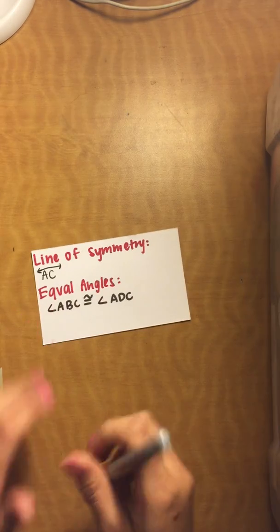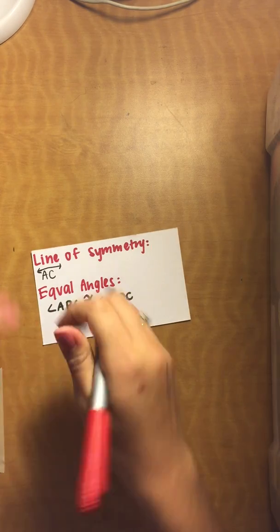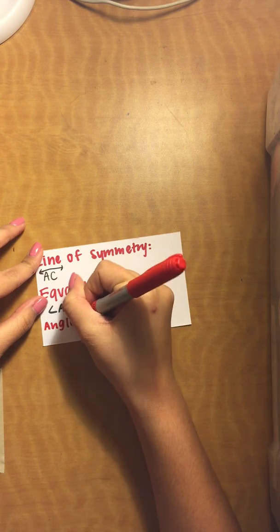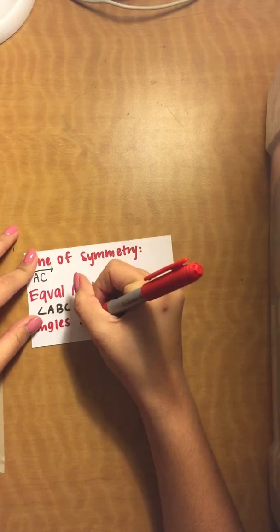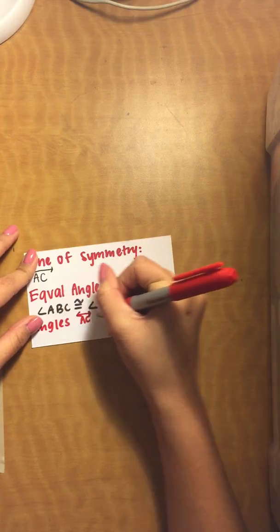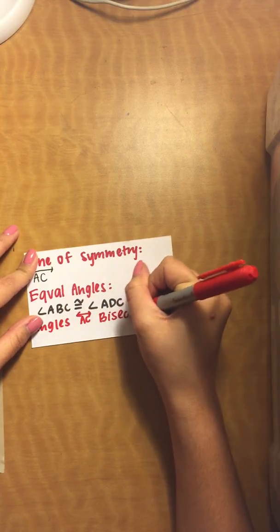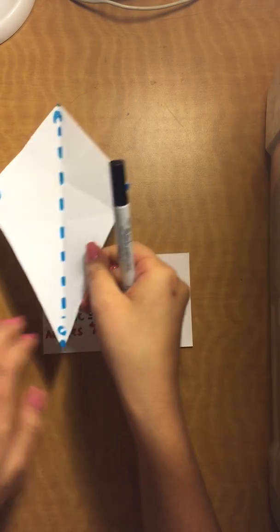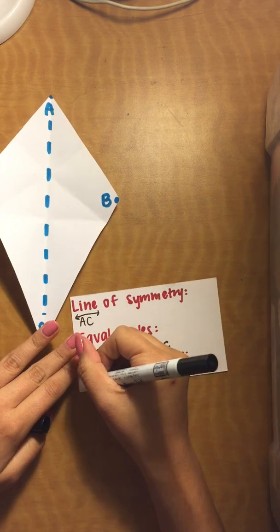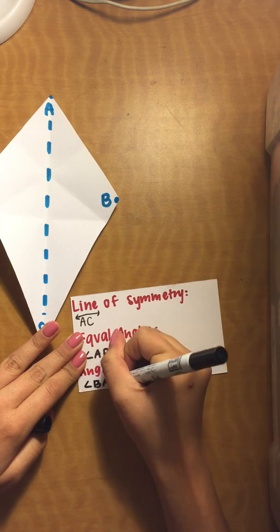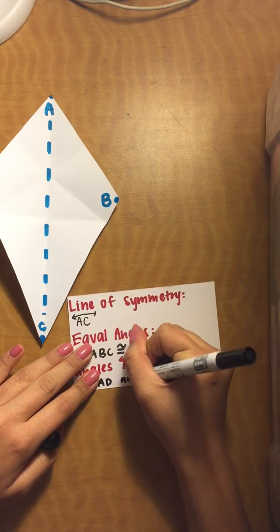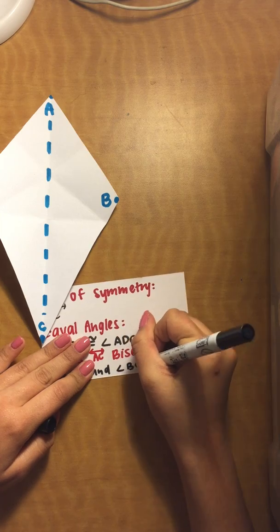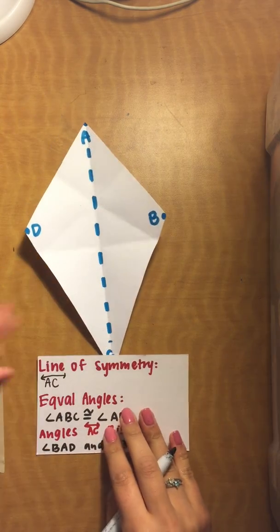So we can write that down. Line AC bisects angle BAD and angle BCD. And that's our kite.